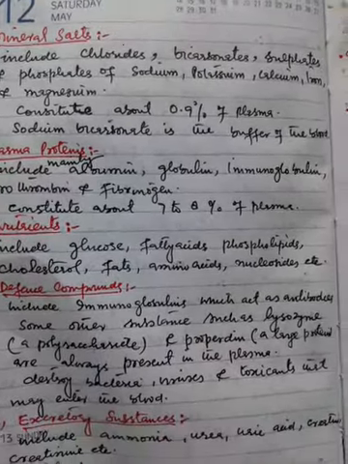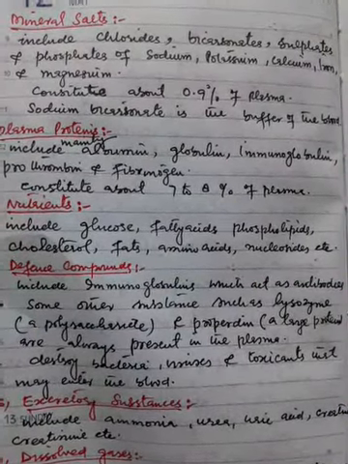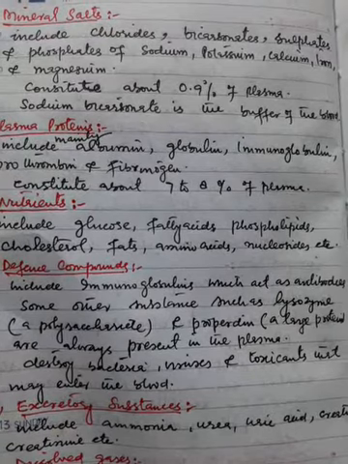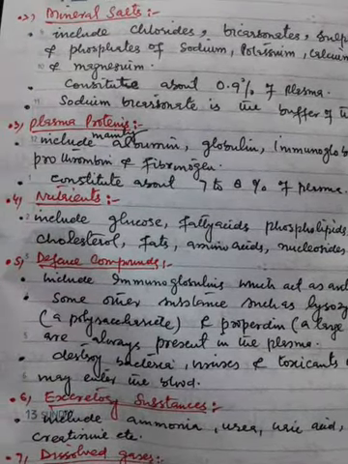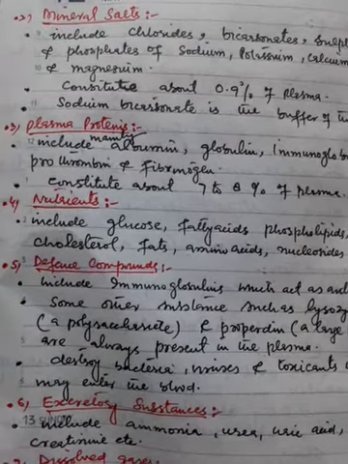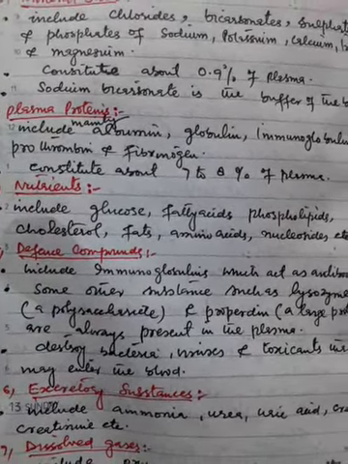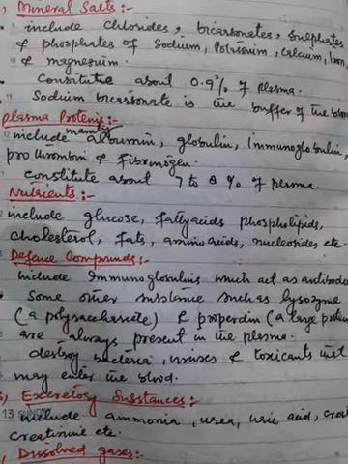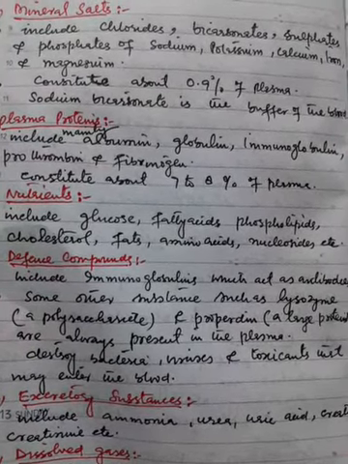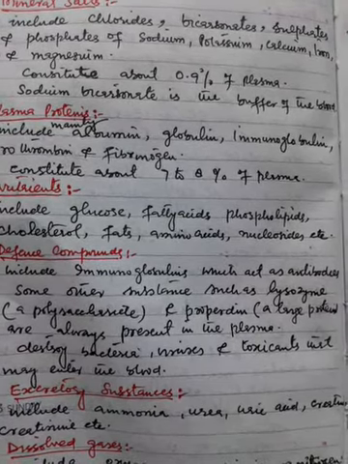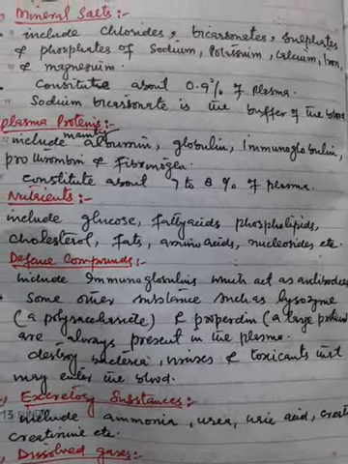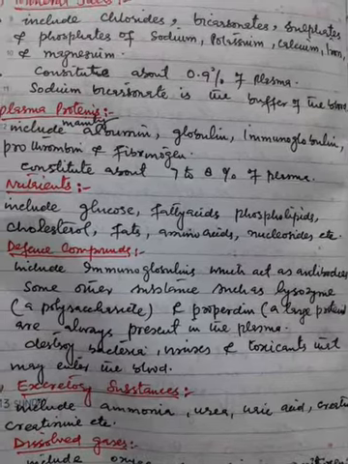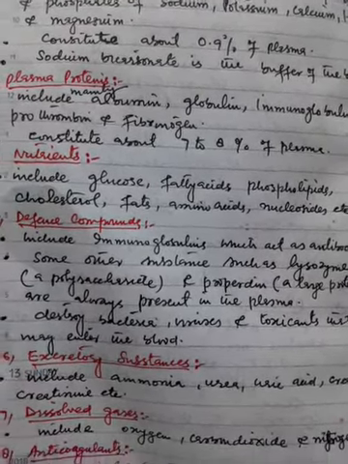Now nutrients. Nutrients in the plasma include glucose, fatty acids, phospholipids, cholesterol, fats, amino acids, nucleosides, etc. Another component of plasma is the defense compounds. Defense compounds include immunoglobulins, which act as antibodies, and some other substances such as lysozyme, which is actually a polysaccharide, and properdin, which is a large protein, are always present in the plasma. These destroy bacteria, viruses, and toxic substances that may enter the blood from outside.